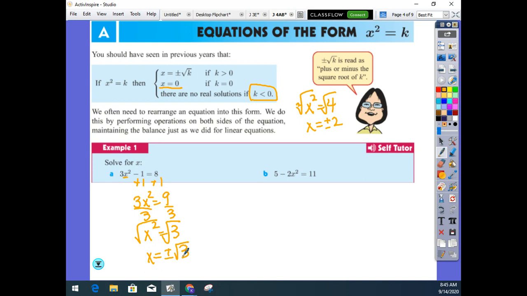For letter B, subtract 5, divide by negative 2. Here's where they're checking to see if you're on top of your game. Because I'm square rooting a negative, there are no real solutions.